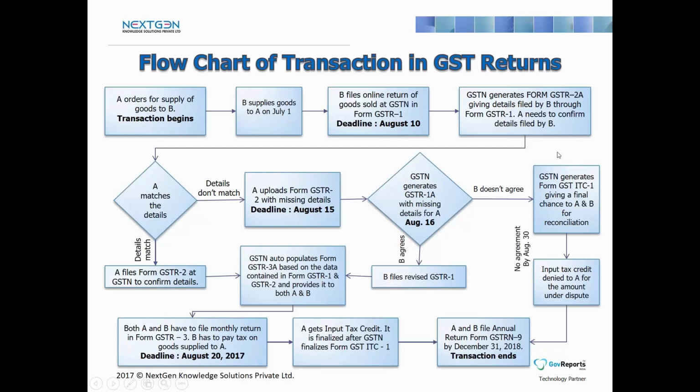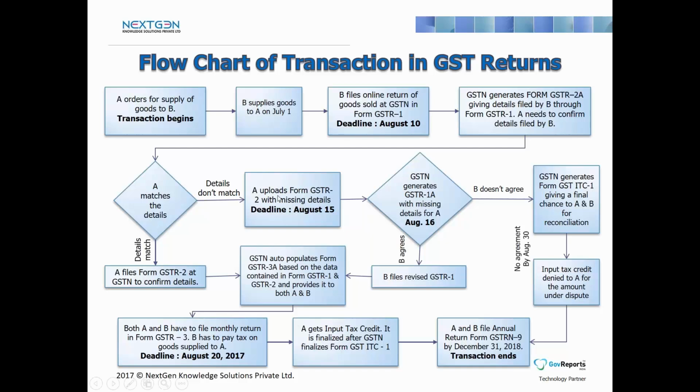Here, suppose A matches the details and the details match, then A will file form GSTR2 and confirm to the GSTN. Then GSTN will auto-populate GSTR3A, which is the monthly return, and send it to the taxpayers. And this GSTR3A will be prepared based on GSTR1 and GSTR2. Then both A and B will have to file the monthly return in the form of GSTR3, and for this the deadline is August 20. This is the simple case where there is no mismatch of data.